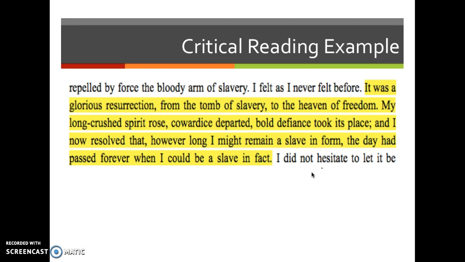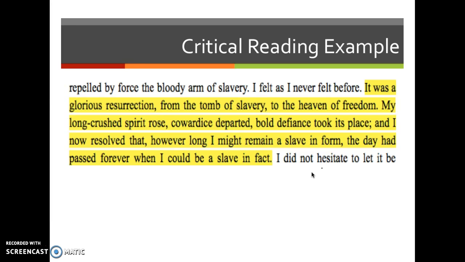Here's an example of how I would do a critical reading example. The quotation is from Douglass's Resurrection and reads, "It was a glorious resurrection, from the tomb of slavery to the heaven of freedom. My long crushed spirit rose, cowardice departed, bold defiance took its place, and I now resolved that, however long I remain a slave in form, the day had passed when I could be a slave in fact."